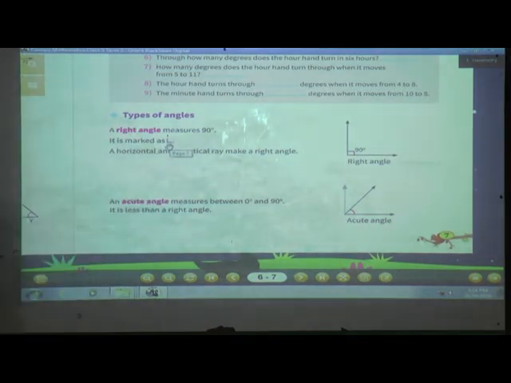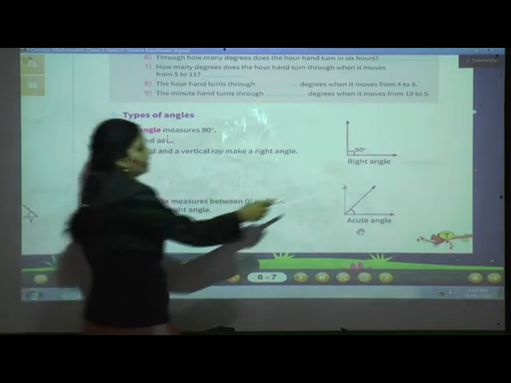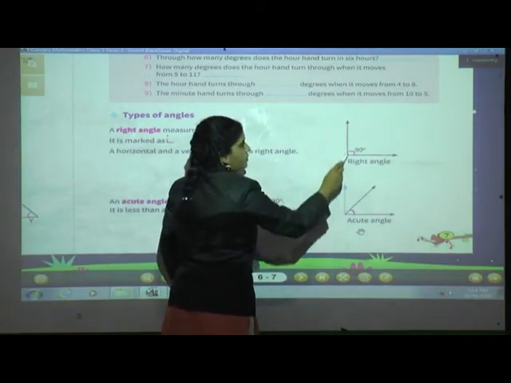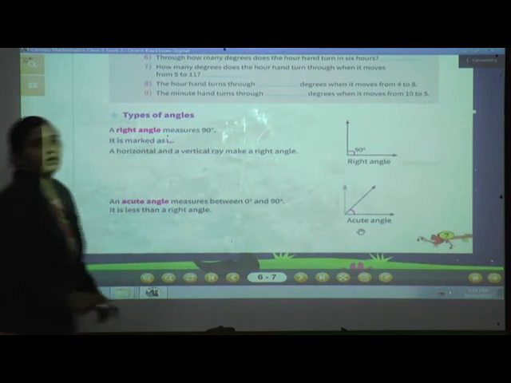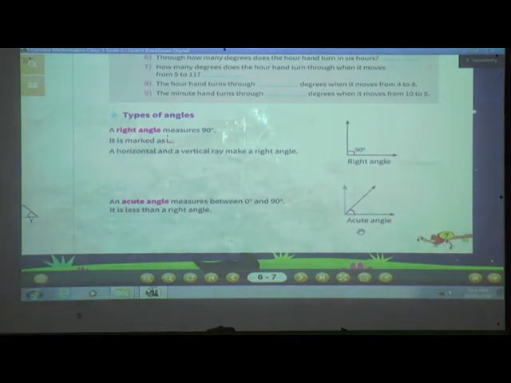Now, a horizontal and vertical ray make a right angle. See, these two rays are making a right angle. Now it is a 90 degree angle. A right angle measures 90 degree.